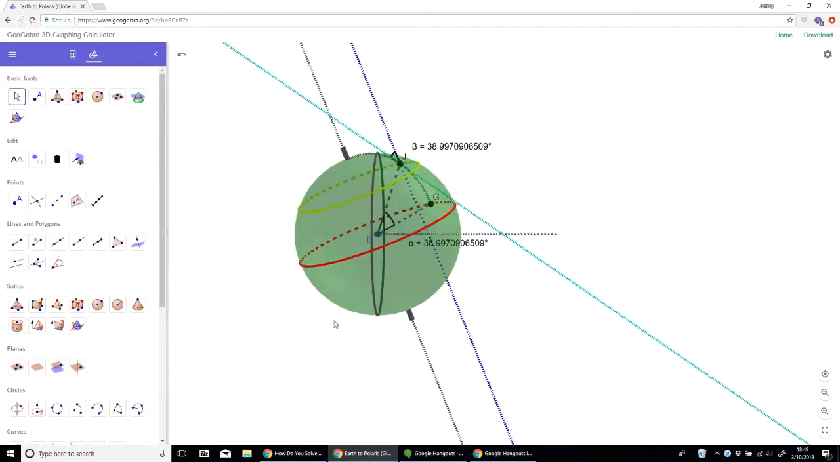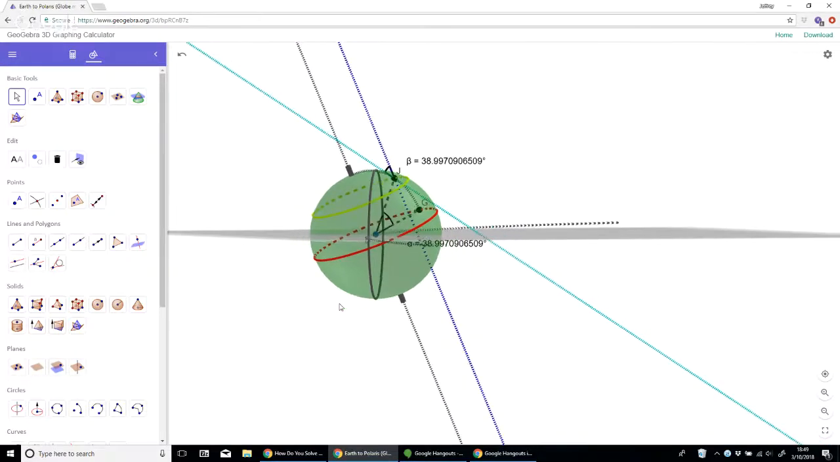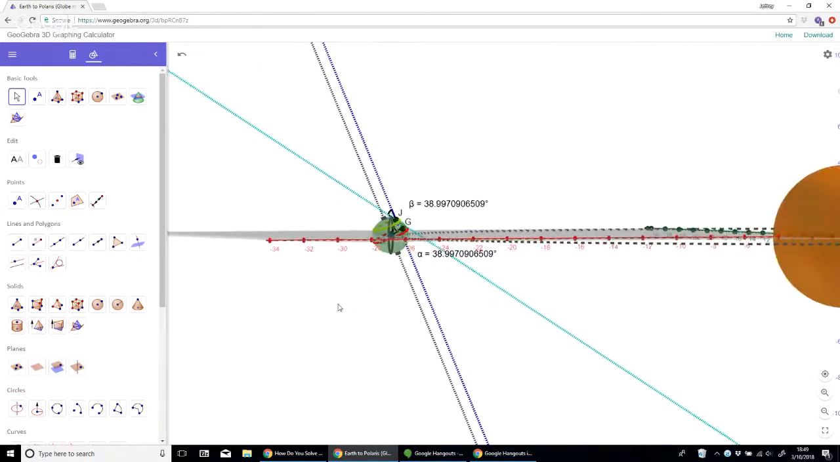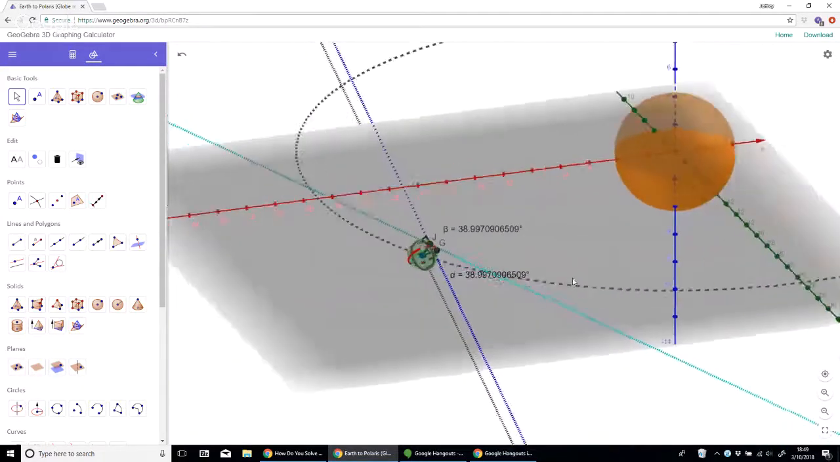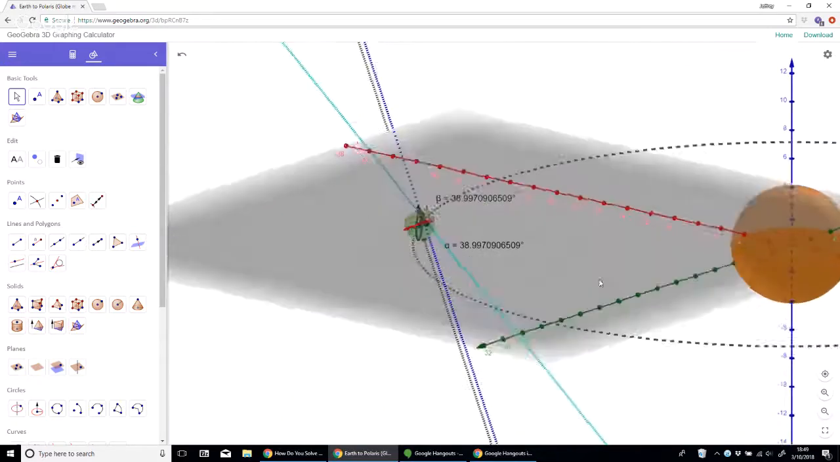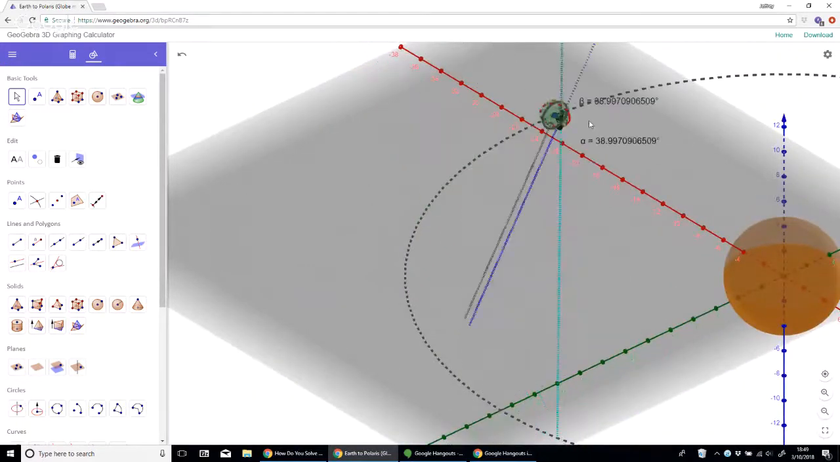There's one more line on the Earth. It's this black circle. This black circle represents the terminator line. The terminator line is the line between sunlight and darkness. So I can show you. Let me move the Earth around a little bit. Oops.